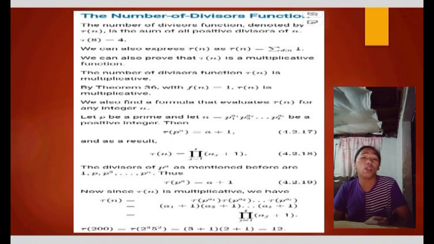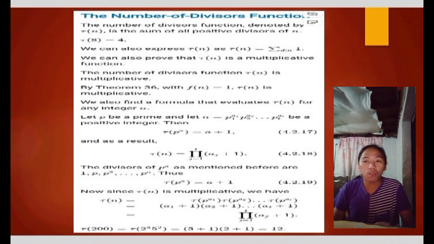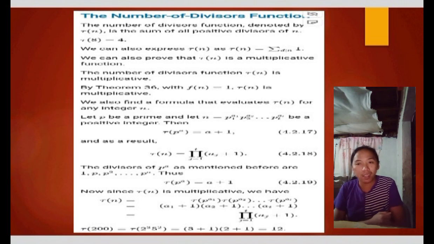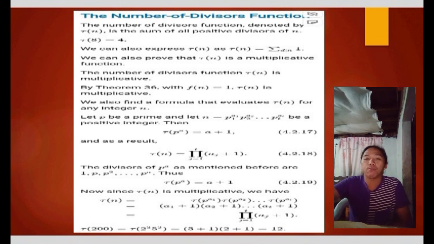So let us try to find the tau of 200. We have the example. So 200 is 2 raised to 3 times 5 raised to 2. So it's equal to 3 plus 1 times 2 plus 1. So 3 plus 1 is 4, then 2 plus 1 is 3. 4 times 3 is 12. So the tau of 200 is 12.